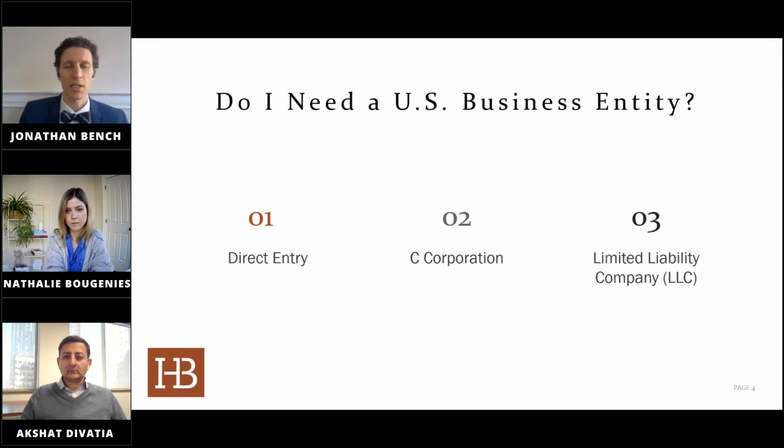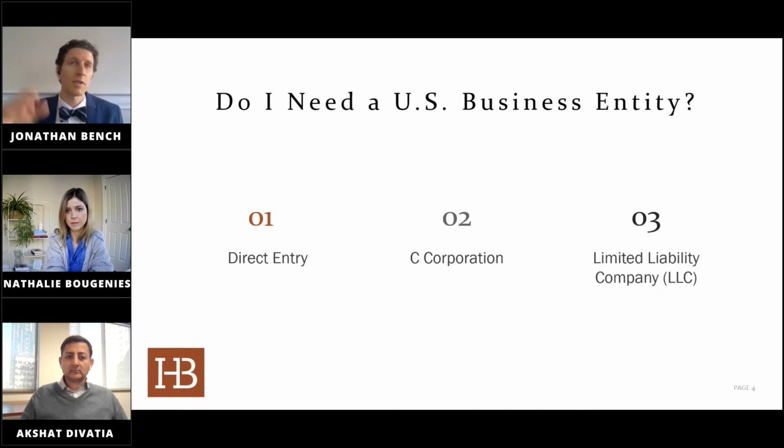And I'm going to talk about tax treaties in a little bit. But we have what's called a direct entry. As a foreign company, you can directly register to do business in the United States without setting up a US entity. Most companies do not do that because you don't get the US liability protection. You don't get protection from the US liabilities.